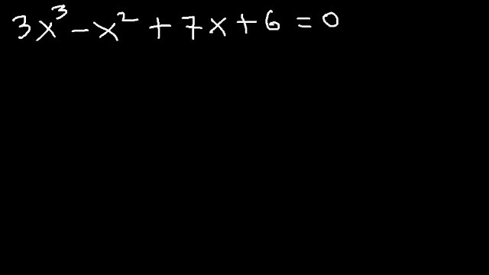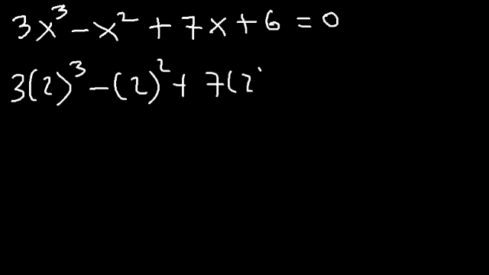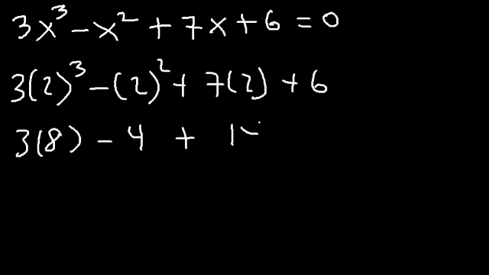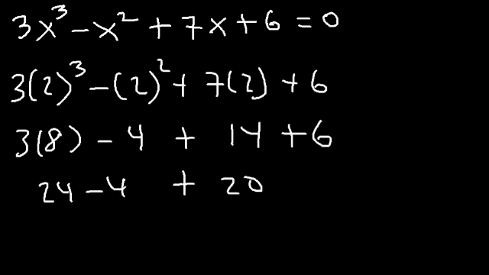Let's try 2. So 3 times 2 to the third minus 2 squared plus 7 times 2 plus 6. 2 to the third is 8. 2 squared is 4. 7 times 2 is 14. 3 times 8 is 24. 24 minus 4 is 20. 16 plus 4 is 20. And this does not equal 0.